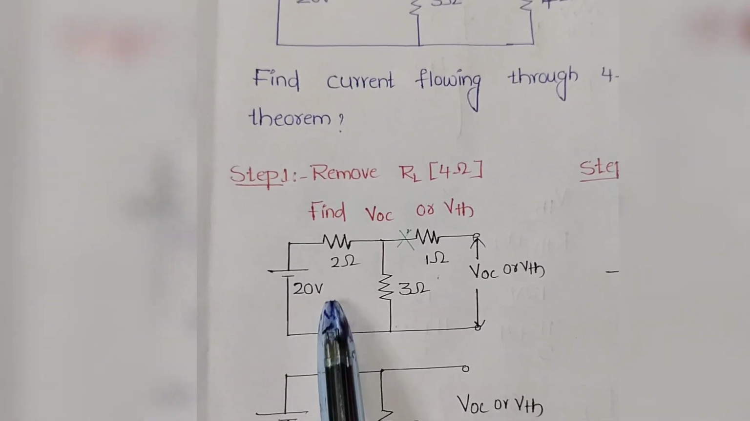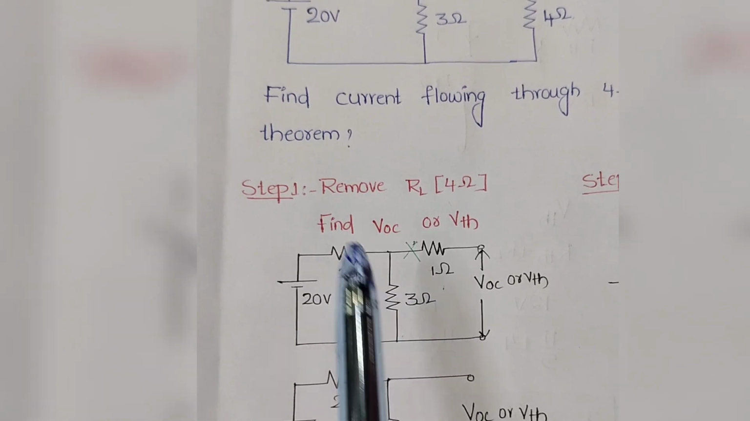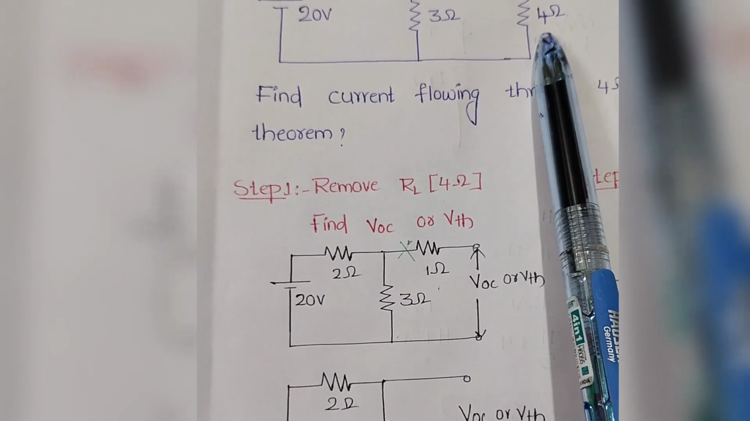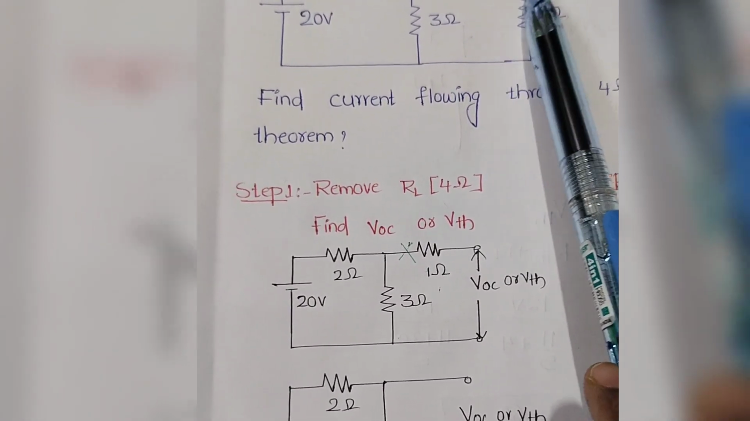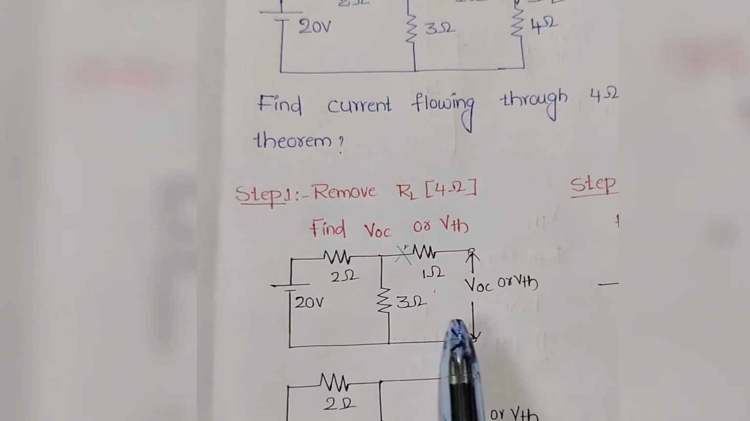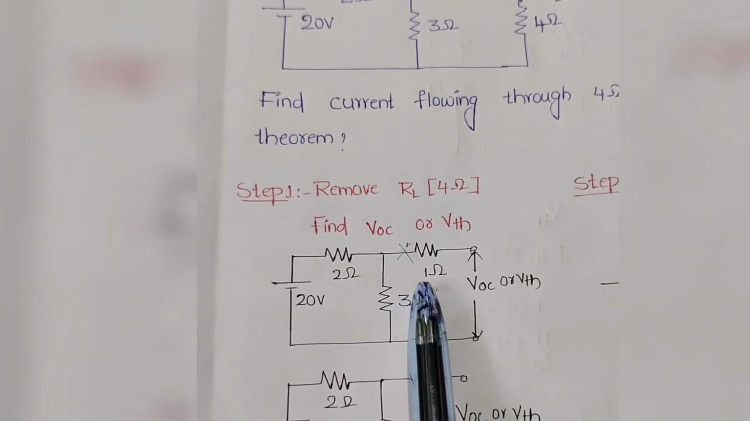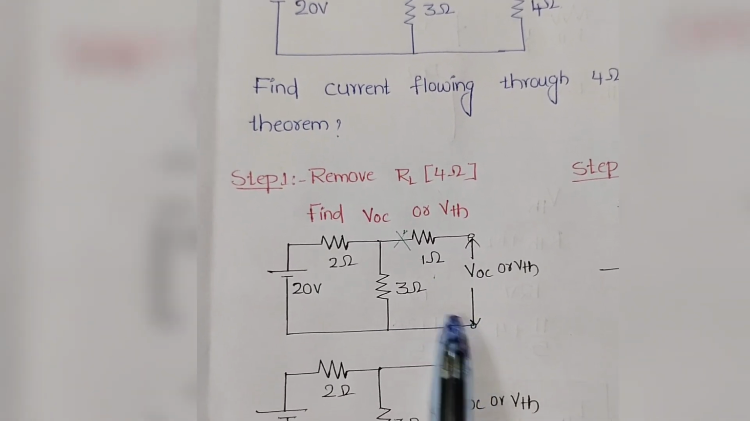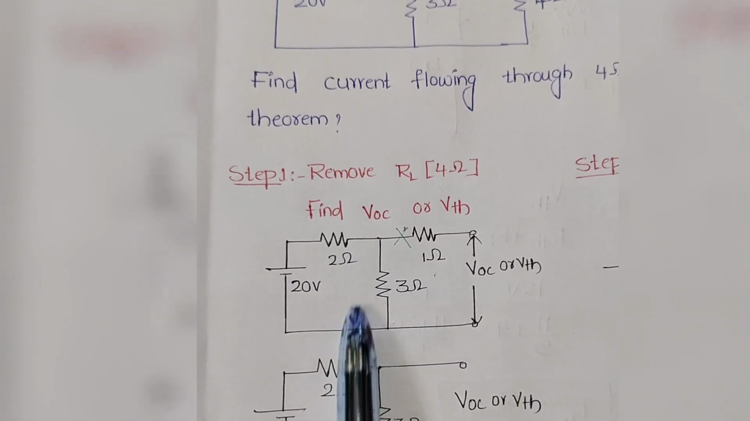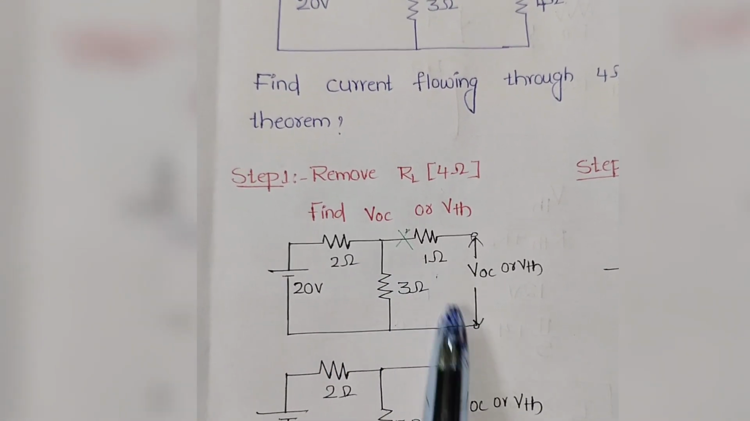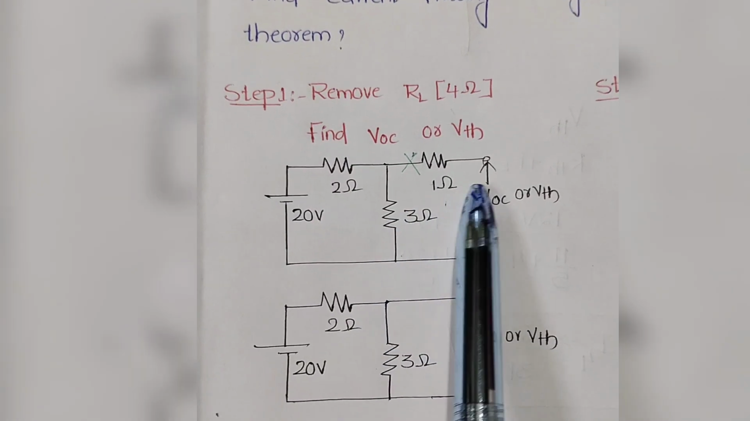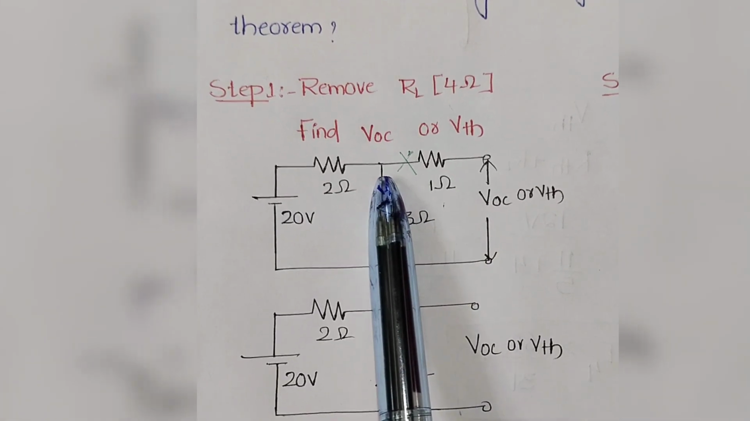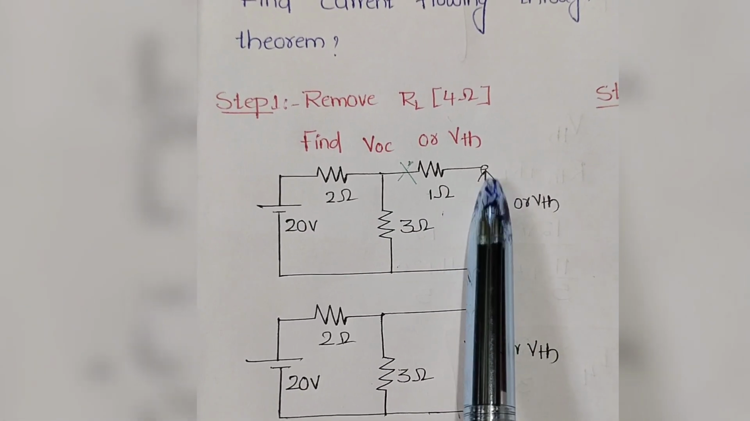So for step 1, our circuit is like this. I am repeating again. The first step is remove RL, that is 4 ohms, and find the voltage between these two load terminals. So for the first step in Thevenin's theorem, we are finding the voltage across the load terminals. After modification, our circuit is like this. Here our target is to find the voltage between these two terminals. Clearly observe that here the terminals are open.